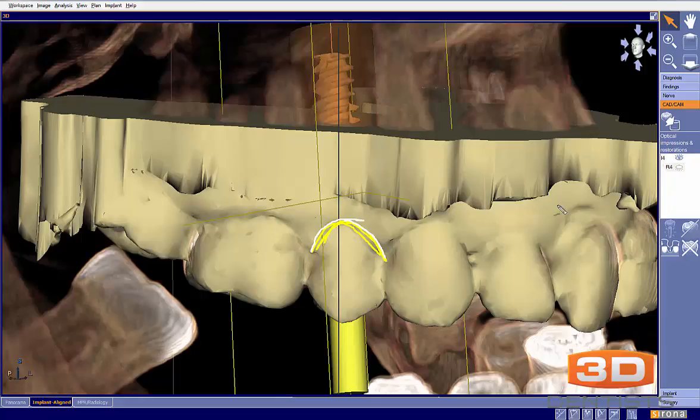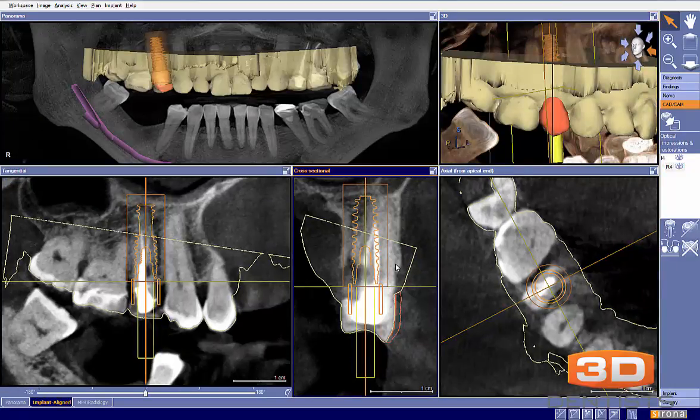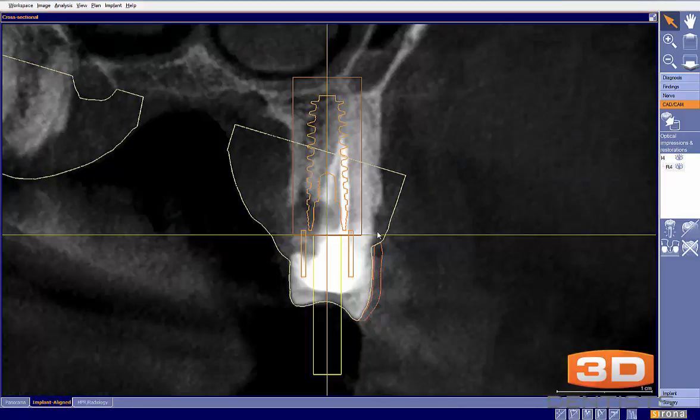So that's an option to go ahead and see that. Here we can see that this veneer has been designed approximately 1 millimeter above, so it represents a good idea of where the implant needs to be placed based on the final tissue position.